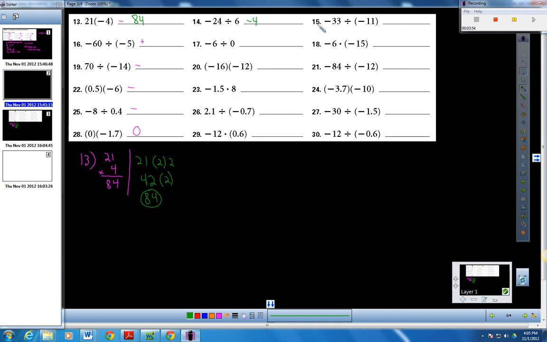You may be struggling with something like negative 33 divided by negative 11. I'm going to go ahead and show you how to do that a new way. We all know the old school way. The old school way might be to write it as 33 divided by 11. How many times does 11 go into 33? Well, 1 times 11 is 11. 2 times 11 is 22. 3 times 11 is 33. When I subtract, my remainder is 0.